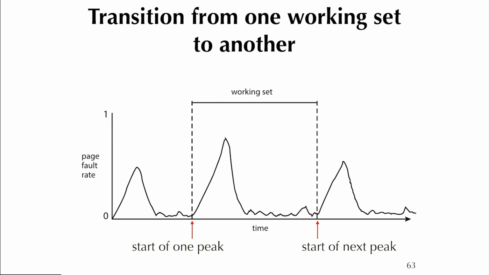Okay. So this is an illustration of how the working set can transition. The page fault rate increases and then drops, right? That's just depending on the demand, and then this can increase again and drop again. So the working set is defined to be from the start of one peak. It's not the peak itself, it's the start, right? That's when it starts rising to this peak, to the start of the next peak. So that's what a working set is if you try to visualize it.